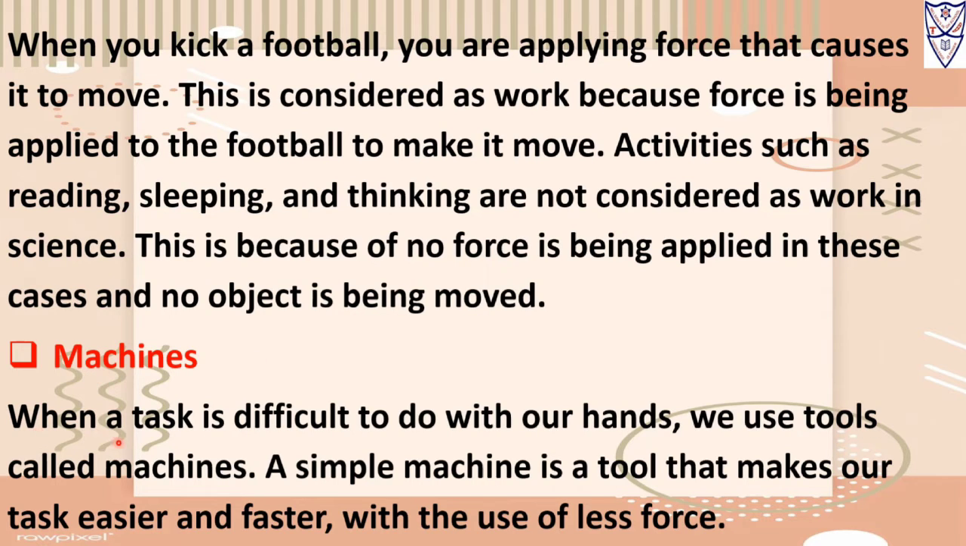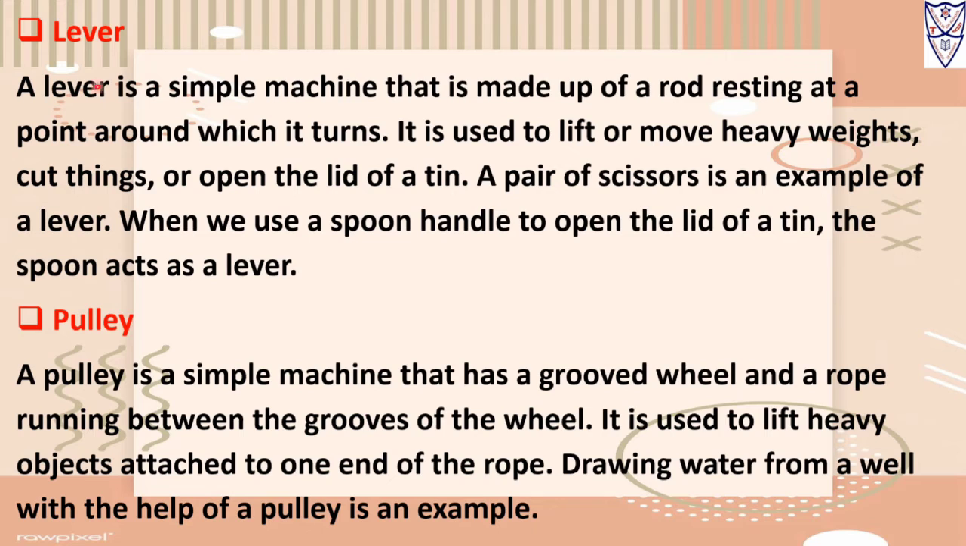Machines. When a task is difficult to do with our hands, we use tools called machines. A simple machine is a tool that makes our task easier and faster with the use of less force. Lever. A lever is a simple machine that is made up of a rod resting at the point around which it turns. It is used to lift or move heavy weights, cut things, or open the lid of a tin. A pair of scissors is an example of a lever. When we use a spoon handle to open the lid of a tin, the spoon acts as a lever.